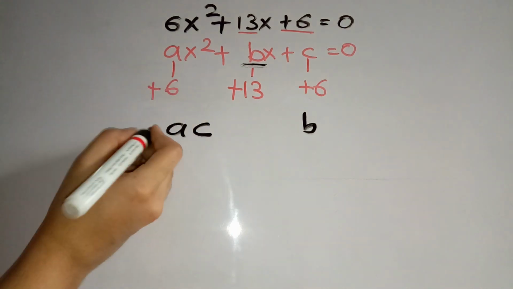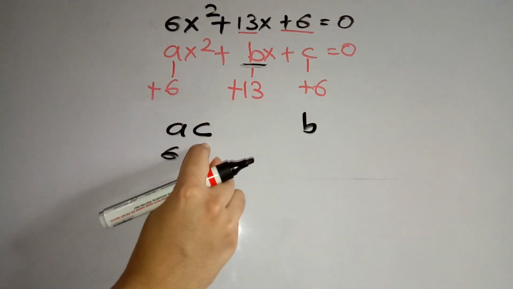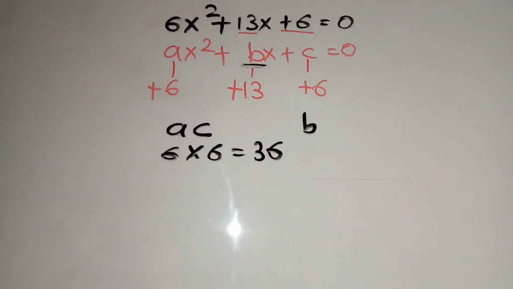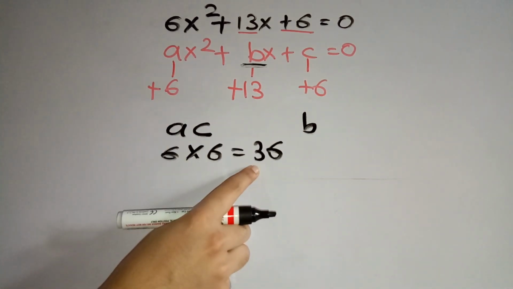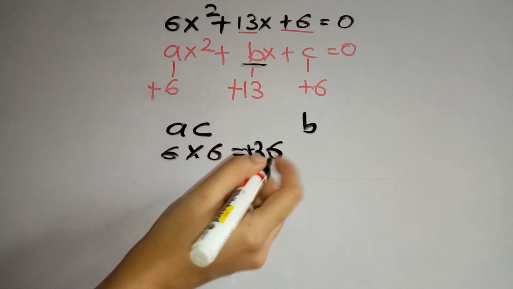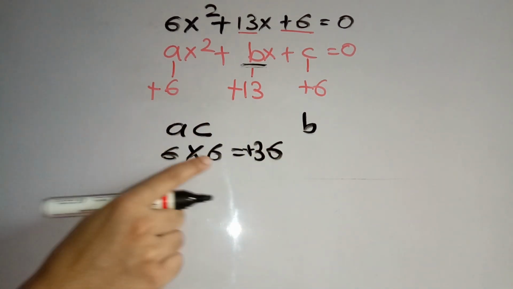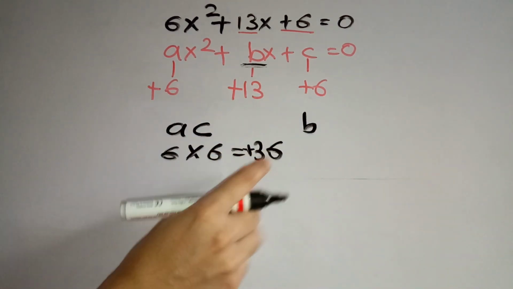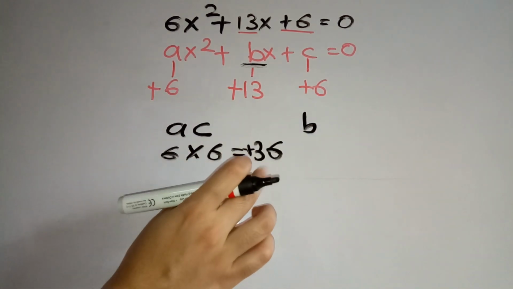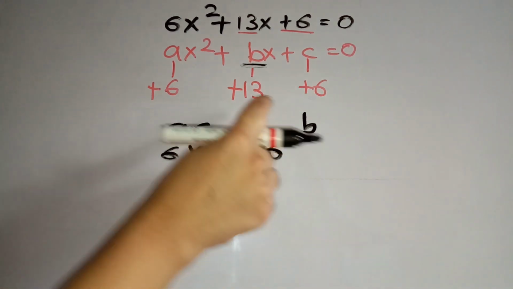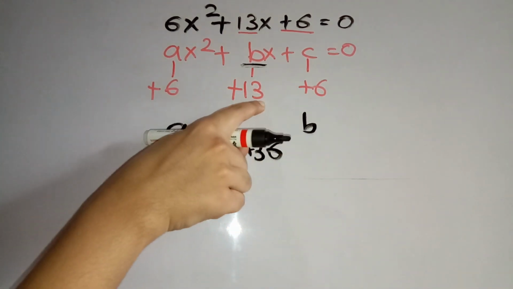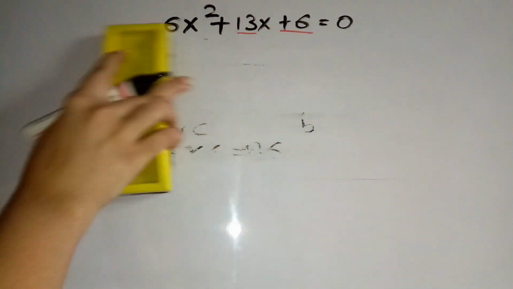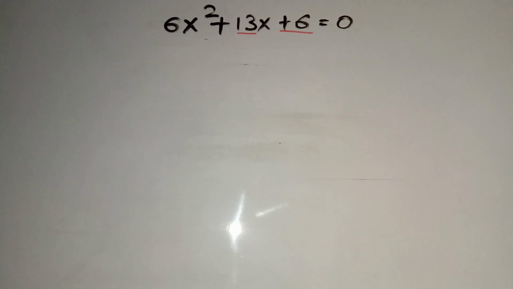Now here the value of a is 6 and the value of c is 6. So 6 into 6 is equals to 36. So the multiplication of the factors must be equals to plus 36, because both this 6 and this 6 are positive, right? So their multiplication must be plus 36 and their addition must be plus 13. So let's find the multiplication factors of 36.